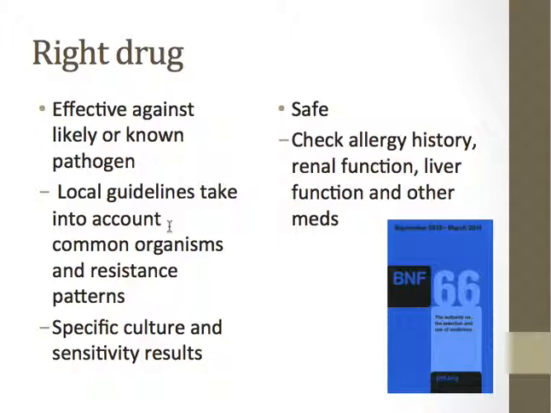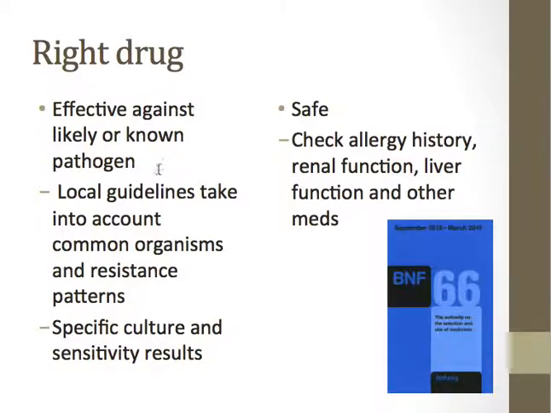The right drug has to be safe for your patient. Always, always ask them an allergy history. Look at their renal function, liver function, and other medicines they're on. And here the BNF is your best friend. It has a section on renal impairment, it has sections on interactions, and will tell you what to do. And even better, it's now available online in all trusts, so you don't have to go looking for a paper copy at 2 o'clock in the morning.